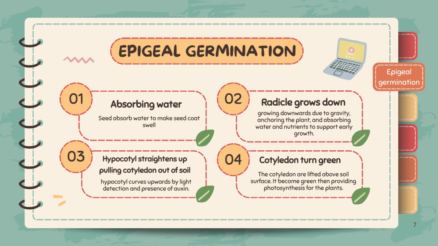Lastly, the cotyledon turns green. The cotyledon is lifted above the soil surface. It becomes green, then provides photosynthesis for the plant.